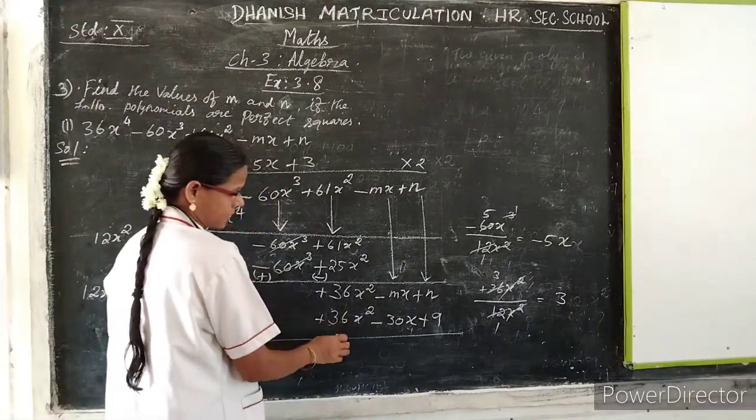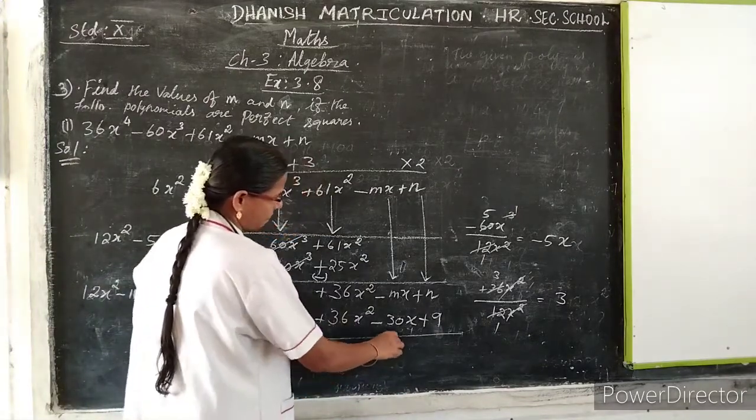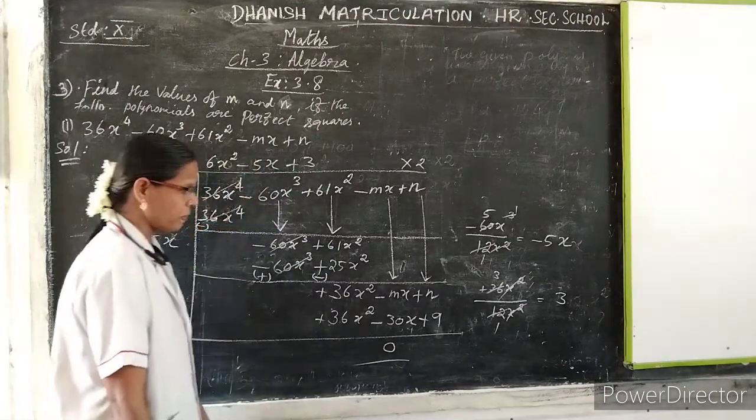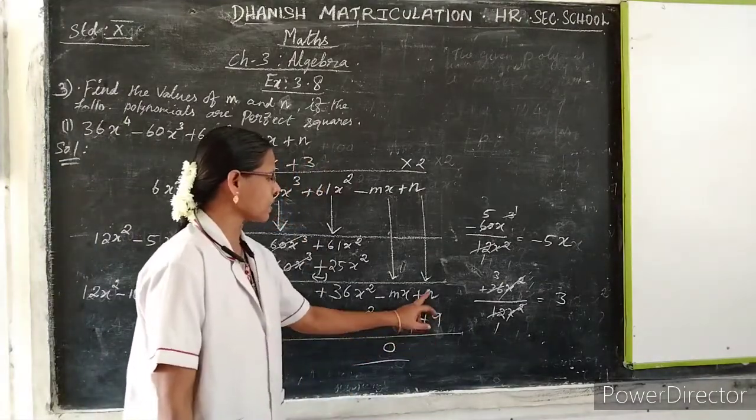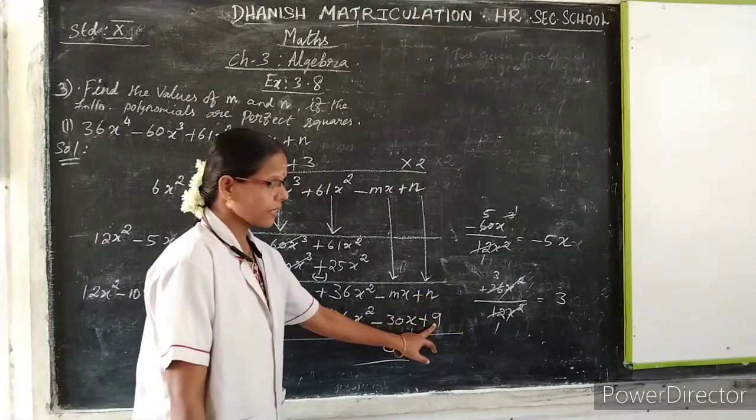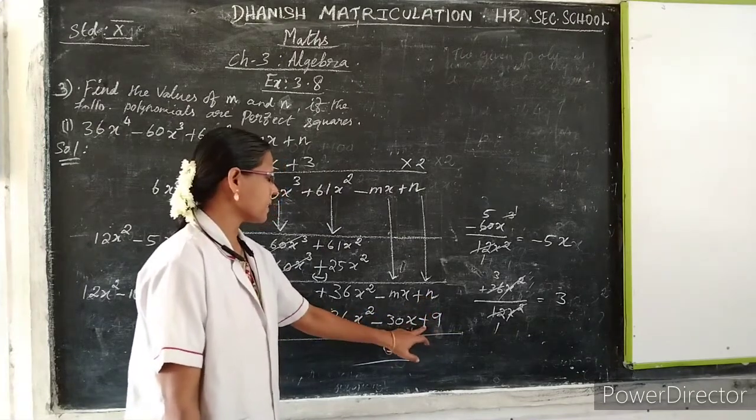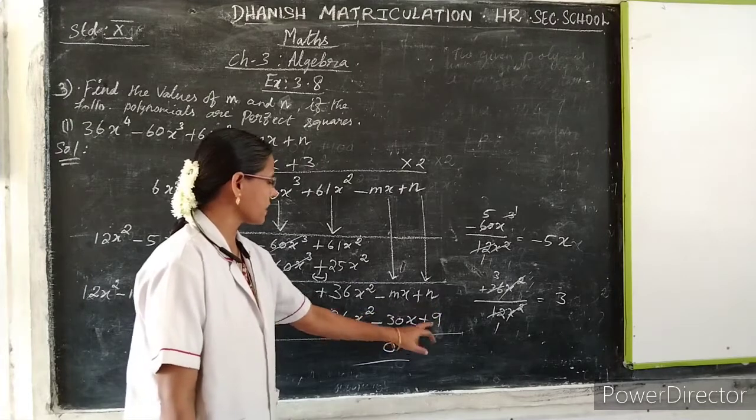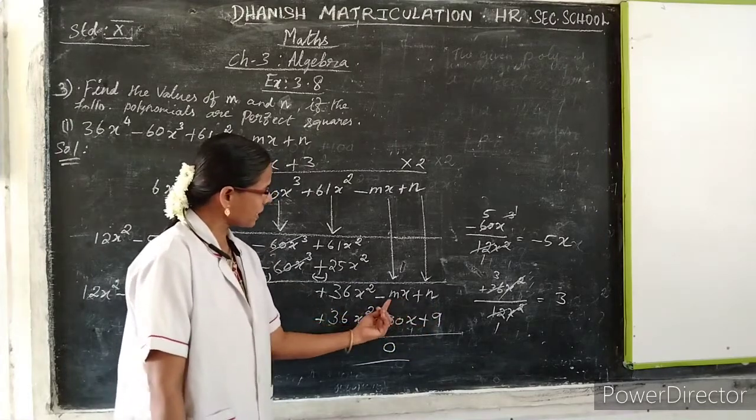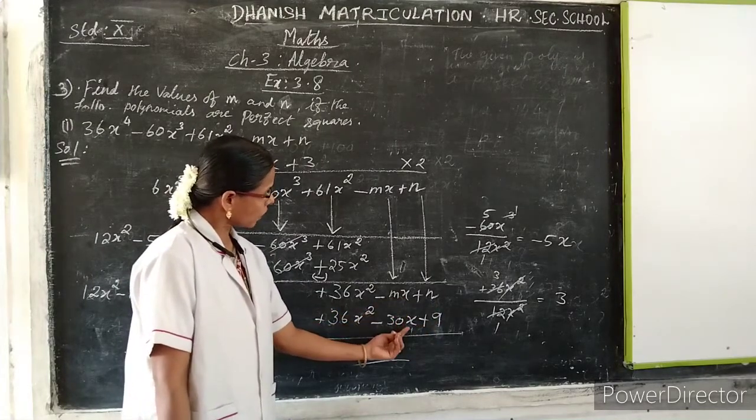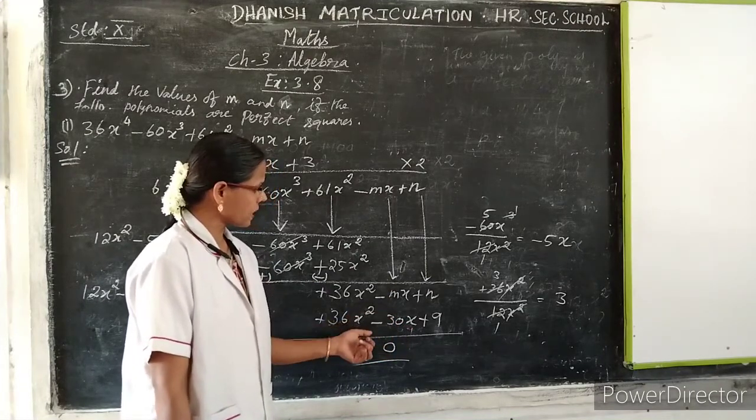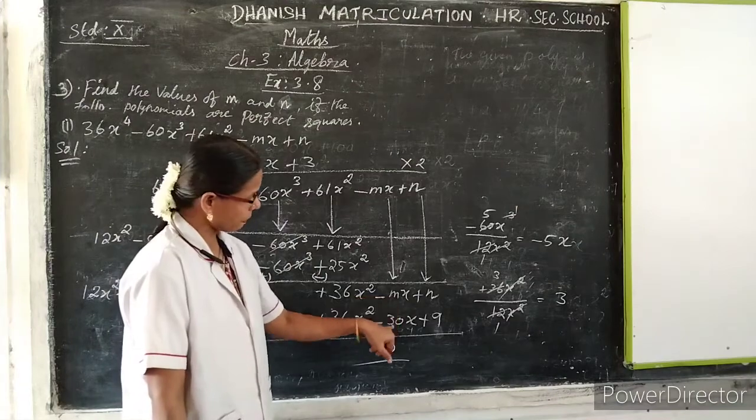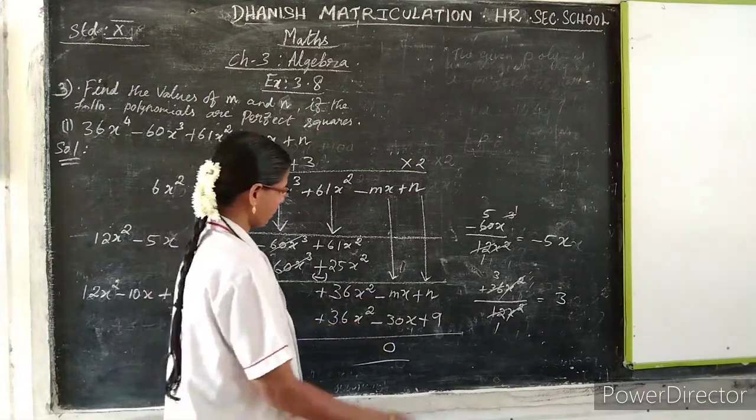No need to change this sign because the given one is a perfect square, therefore the remainder should be 0. The value of n is the constant term only. Here the constant term is 9, plus 9. Therefore the value of n is plus 9. Here the coefficient of x is minus m, and the coefficient of x is minus 30. So this minus minus gets cancelled, therefore m is equal to 30.